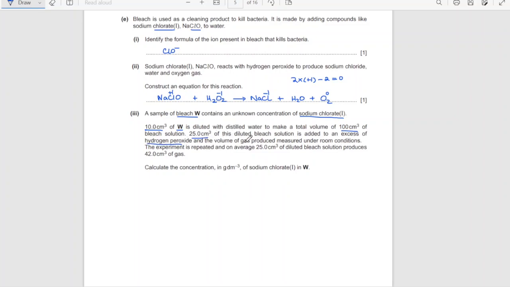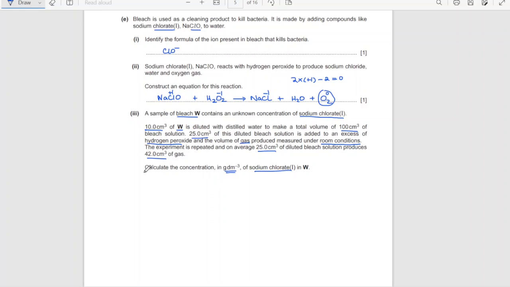And then the volume of gas, which is again oxygen over here, is produced and it is measured under room conditions. And so we have 42 cubic centimeters of gas that had been produced from the 25 cubic centimeters of the diluted bleach solution. So we need to find the concentration of NaClO in W in gram per cubic decimeter, okay?